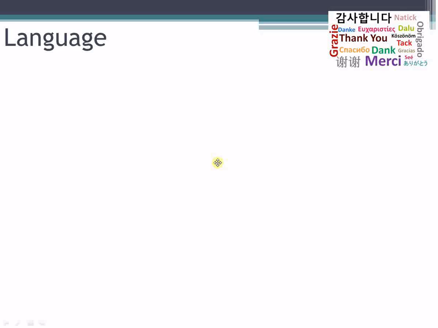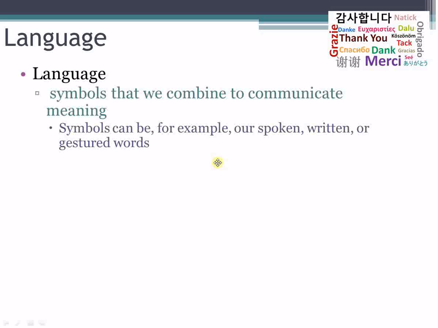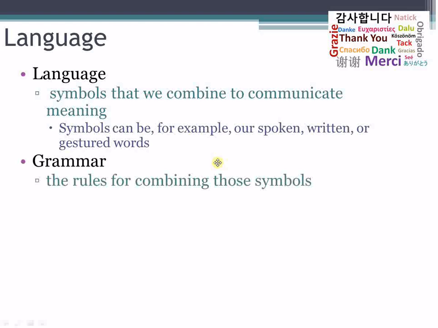So today's topic is language and intelligence. When we talk about language, language is just the symbols that we give to spoken language. It's how we combine symbols to communicate meaning, and these can be spoken, written, or gestured. Language involves rules for combining those symbols. And like I said before, symbols can be written, but can also be auditory symbols as well.